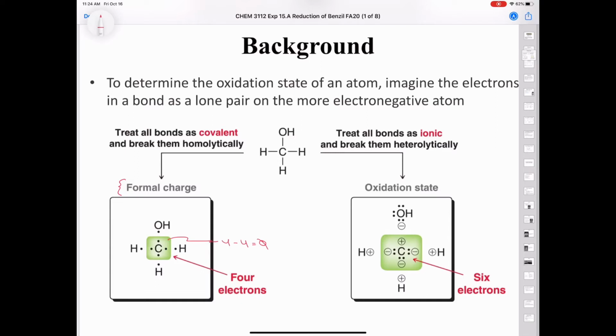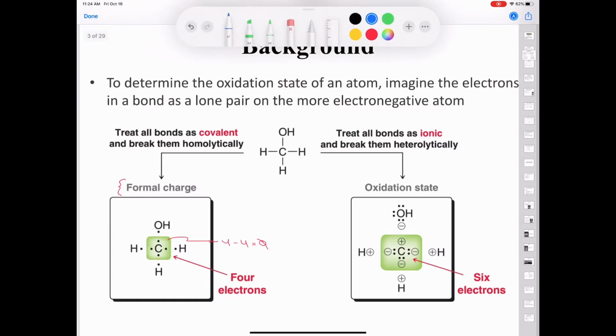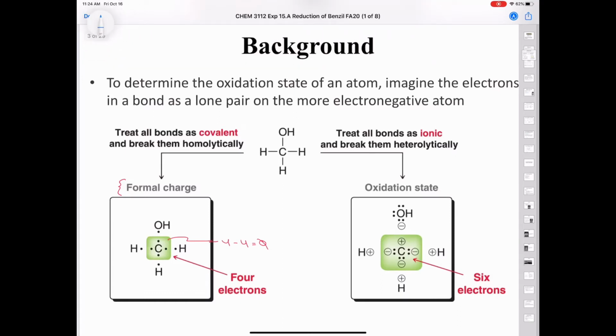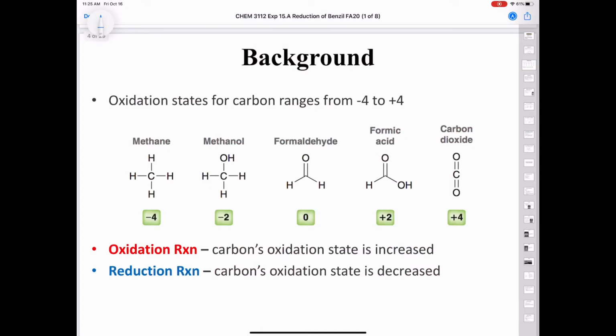Whereas when we look at the oxidation state of carbon in this molecule, methanol, we break these bonds heterolytically. That is to say that we give the electrons to the more electronegative element in the bond. And between a carbon and a hydrogen, the more electronegative element is the carbon. And that's why the carbon takes all the pairs of electrons from the carbon-hydrogen bonds. But oxygen is more electronegative than carbon, and so it takes the electrons in the carbon-oxygen bond. So if we calculate the oxidation state of carbon here, it's going to be 4 minus 6, which gives us -2. And so you can see that oxidation states of carbon can range all the way from -4 to +4.